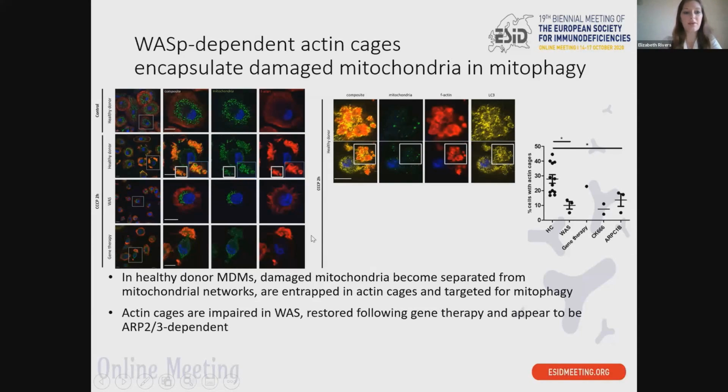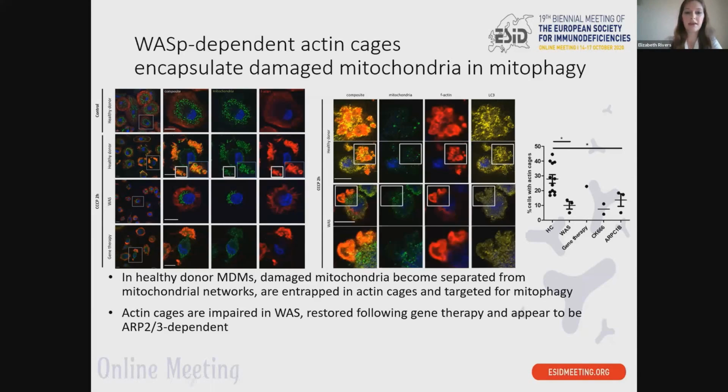And quite strikingly, we saw in Wiskott patient cells that actin cages were impaired in Wiskott, but restored after clinical gene therapy. And they also appear ARP2/3 dependent. It's also interesting to note that the actin cages that were present in Wiskott cells were much smaller and also did not seem to associate with LC3.